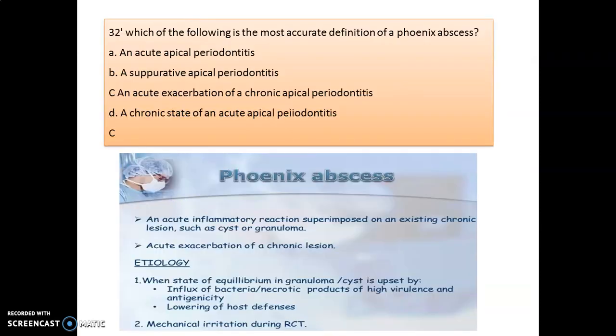Then question 2: which of the following is the most accurate definition of a phoenix abscess? So let's see what a phoenix abscess is first. It is an acute inflammation superimposed on an existing chronic lesion like your cyst or granuloma. So the correct definition is an acute exacerbation of a chronic apical periodontitis. Etiology is simple. When the state of equilibrium in a granuloma or cyst is upset by an influx of bacteria or necrotic products of high virulence and antigenicity and lowering of host defenses. And second is mechanical irritation during your endodontic therapy.